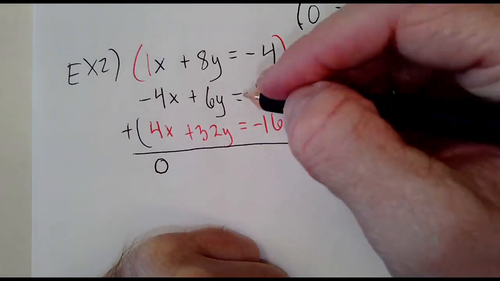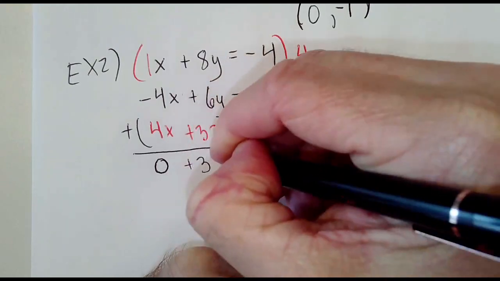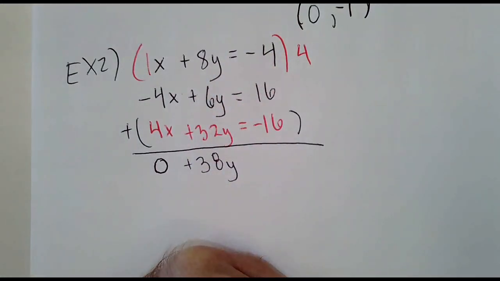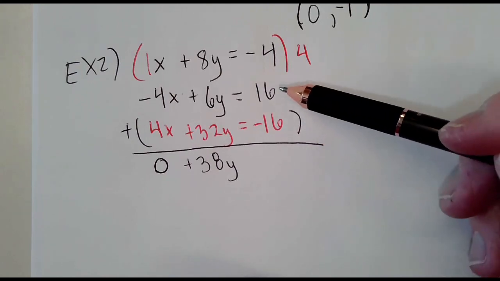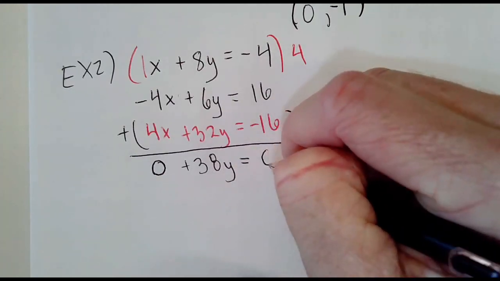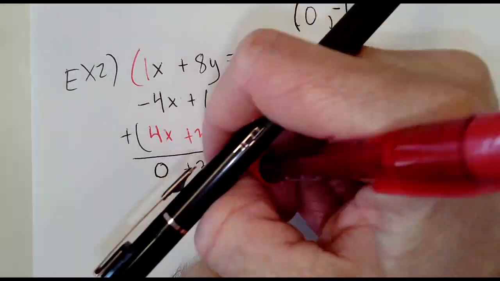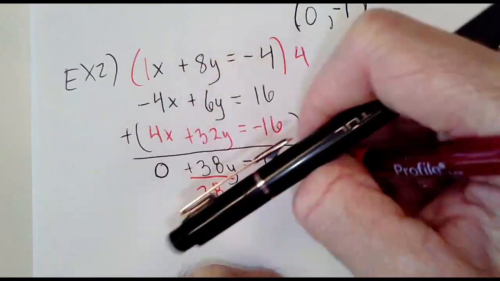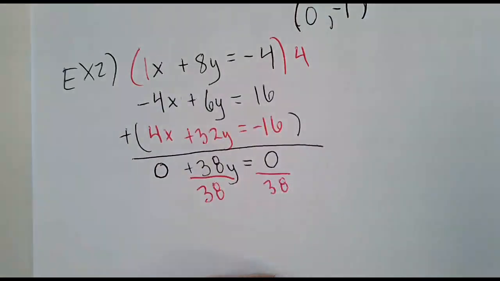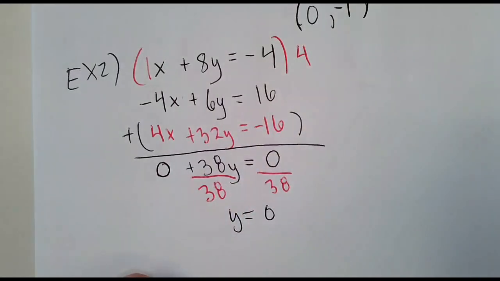So I've got 6y plus 32y. That's going to be 38y. And then I've got 16 plus negative 16, which is pretty easy. And then I simply divide both sides by 38 to get y, and then I'll get 0 for y. You see y. No pun intended. Okay. y equals 0.